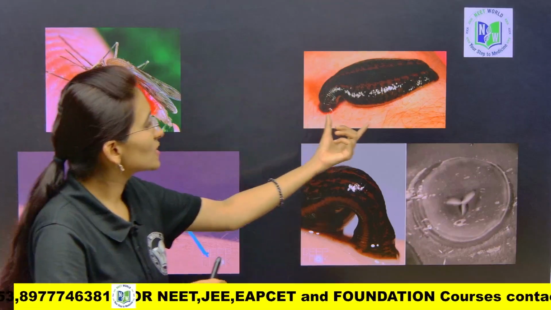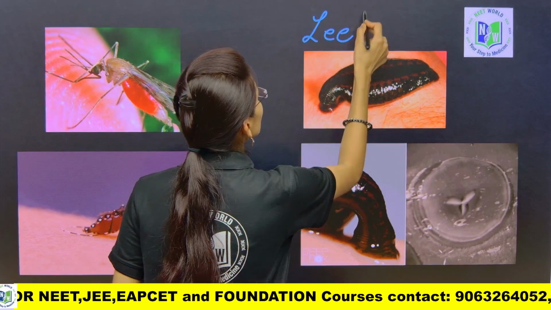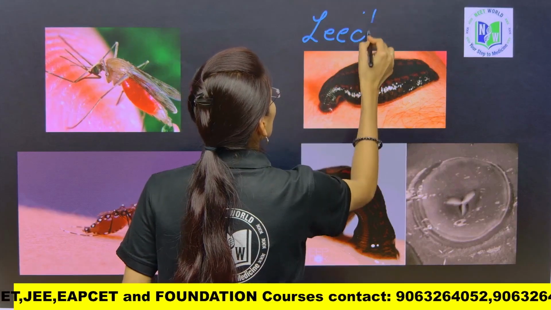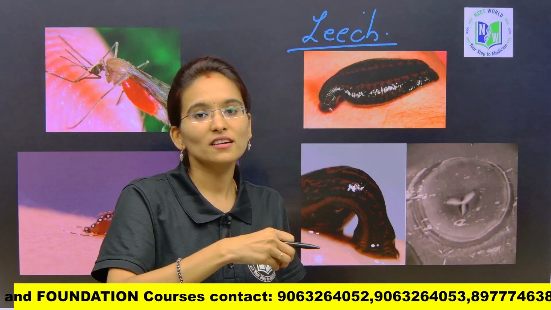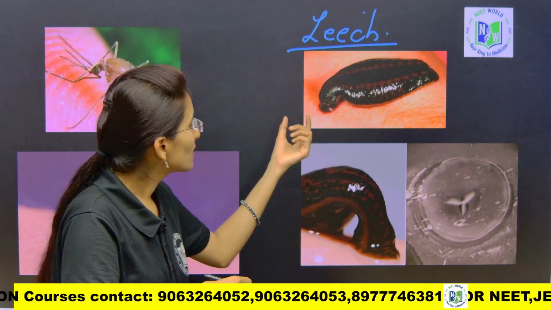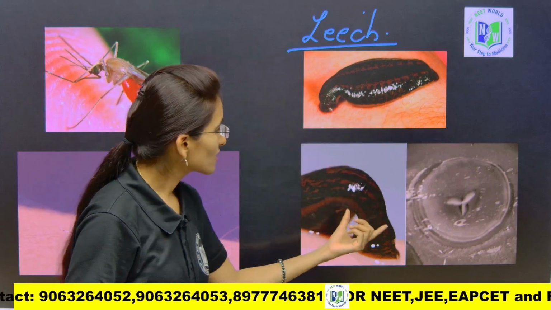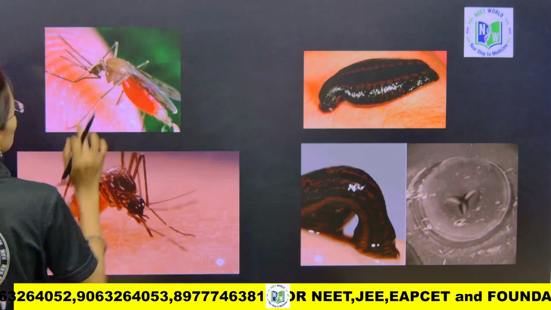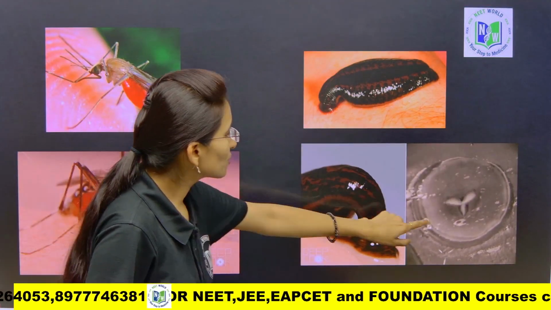And next if you see this particular organism here, what it is actually, students, it is a leech. So the leech is going to suck the blood from our body, and the blood is going to form a source of food for the leech. Yes, can you see here? Students, just look into this particular video.